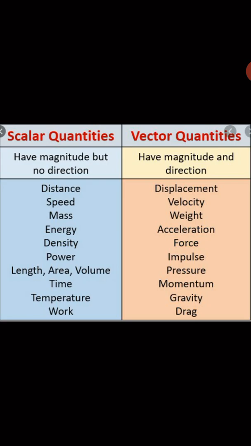If I ask you what's the time, you will just say it's 4 p.m. You won't specify any direction, like 4 p.m. to the north, to the east, to my right, to my left. No, you don't need any direction to tell the time. Hence, time is a scalar quantity. So scalar quantities just have the magnitude, but they don't need any direction. The scalar quantities are distance, speed, mass, energy, density, power, length, area, volume, time, temperature, and work. So these are examples of scalar quantities.